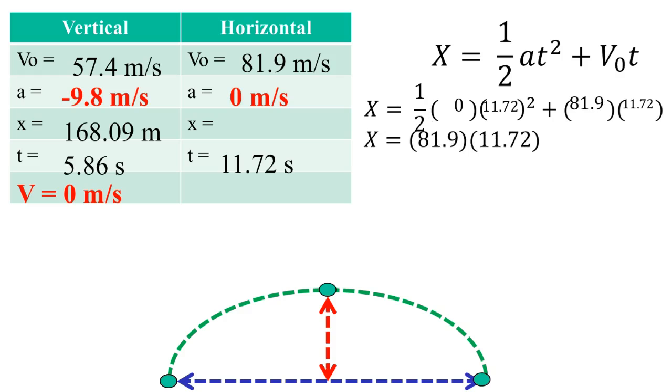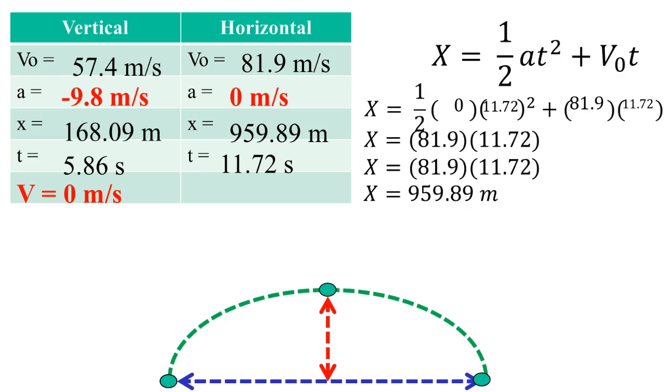Because I'm multiplying by 0 on this side of the equation, that whole side equals 0. 1/2 times 0 is 0. 11.72 squared times 0 is 0. So we can just cancel that out. We end up with just the initial velocity times the time. So I multiply those two together to get 959.89 meters. Which again makes sense. We want to have a longer distance. This object is going to go further than it did higher. This is a reasonable answer.